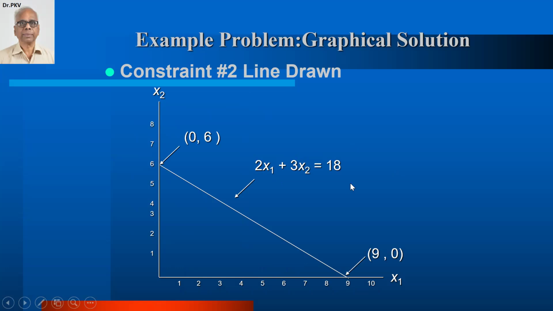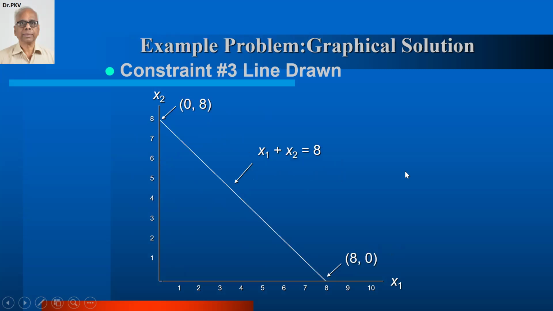Then the second constraint, 2x1 plus 3x2 is equal to 18. So what we do is a trick. Put x2 is equal to 0, 2x1 is equal to 18, and therefore x1 is equal to 9. And this is 9, 0. So this line is drawn, which is 2x1 plus 3x2. And when you put x1 is equal to 0, x2 will become 6, and therefore this point is 0, 6. So constraint 2, line drawn.